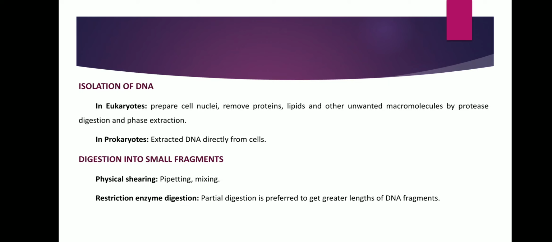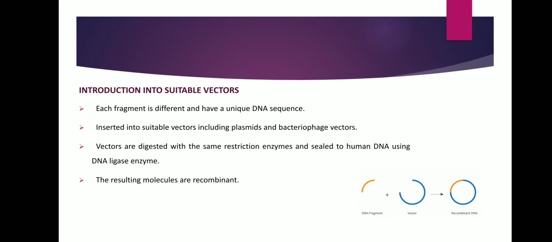Digestion into small fragments. Physical shearing can be done by two types: pipetting and mixing. Restriction enzyme digestion. Partial digestion is preferred to get greater lengths of DNA fragments.